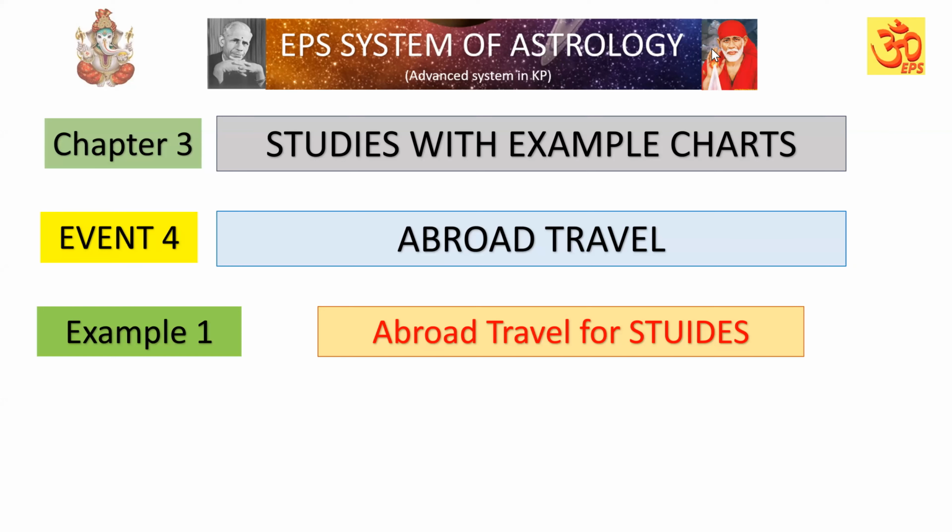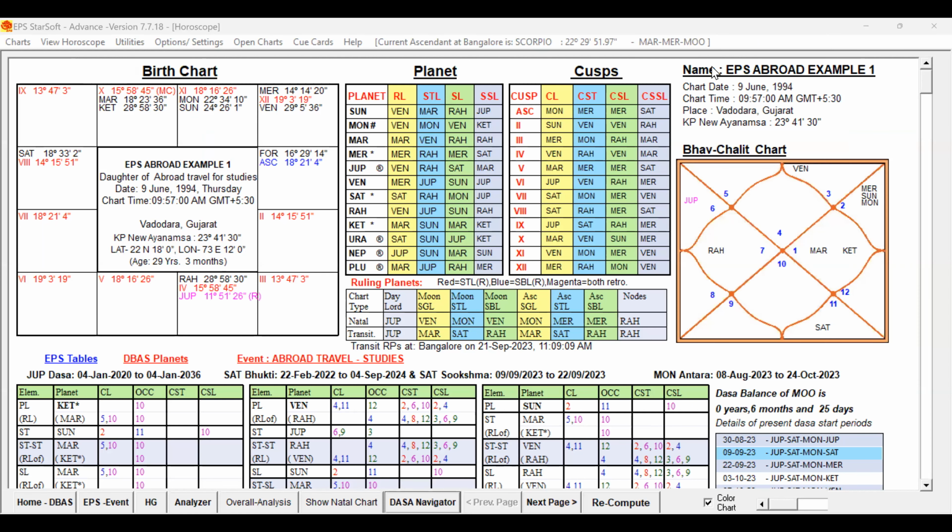Event 4, abroad travel. Example number 1, abroad travel for studies. Now let us examine the birth chart. This is the birth chart of a female, and we are going to study her prospects on abroad travel for studies. Before that, before going to study the EPS tables for the destiny and also the SAR periods, now let us study the basic study on the birth chart.